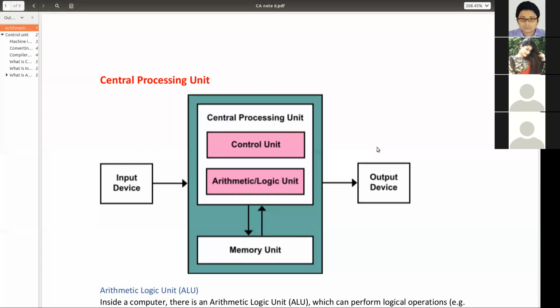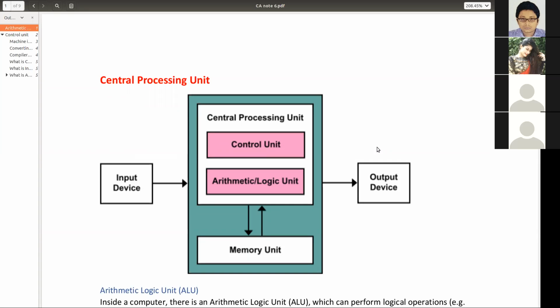So that's why it is very important to control all those parts. As this controlling is needed, that's why this control unit is there. So basically the control unit controls all these operations, or all these components, so that they can work together as a single unit. That is basically the job of the control unit.